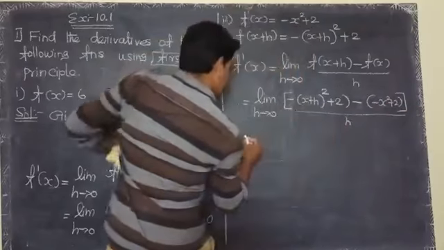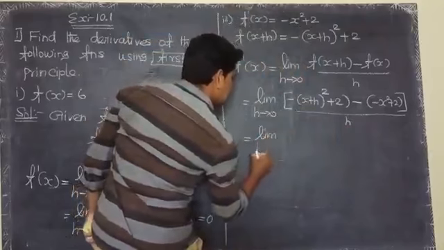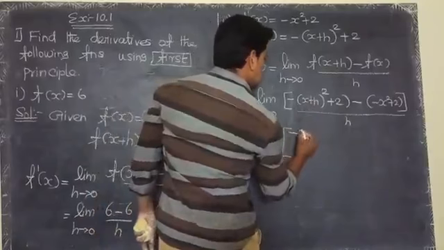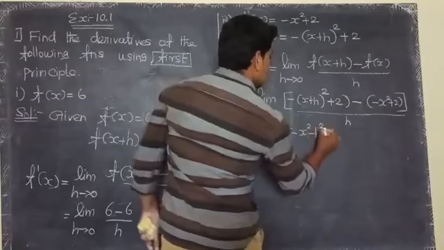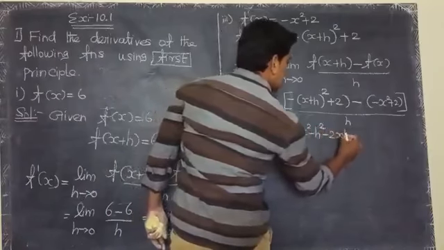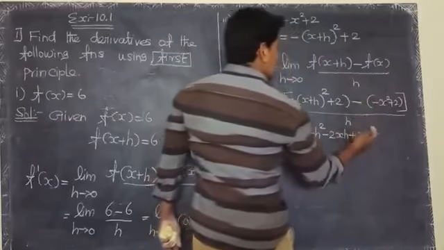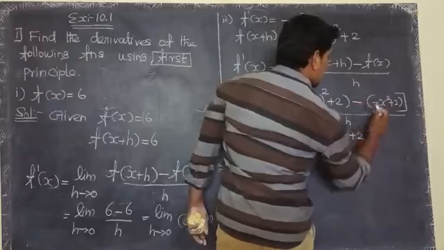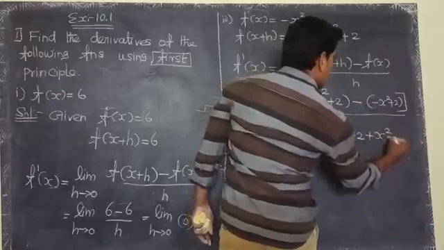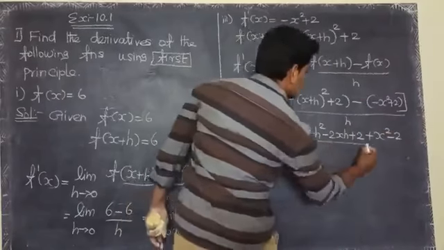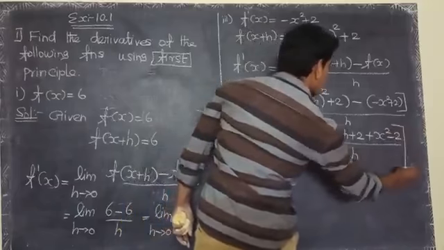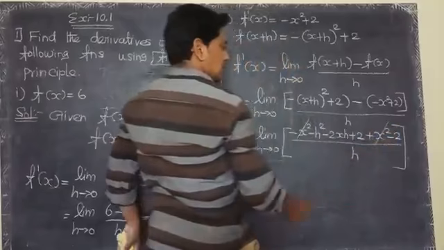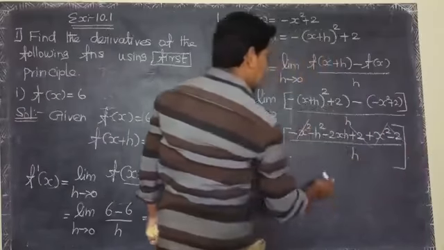Okay, here the limit as h approaches 0 of minus x square minus h square minus 2xh plus 2. Here the product is minus 1 into the function, that is minus of minus x square plus 2, divided by h. Here plus x square and minus x square are cancelled, plus 2 and minus 2 are cancelled.